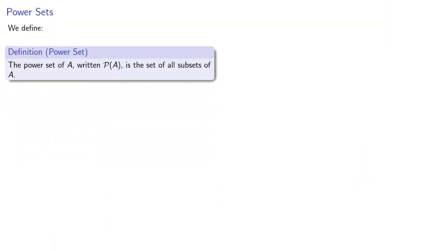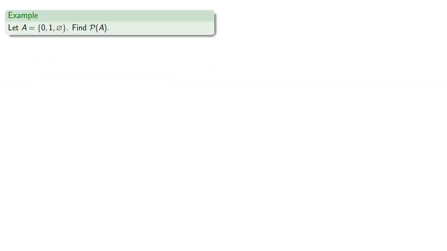We'll introduce the following definition. The power set of A, written this way, is the set of all subsets of A. For example, let A be the set consisting of 0, 1, and the empty set. Find the power set of A, so we can find all the subsets.